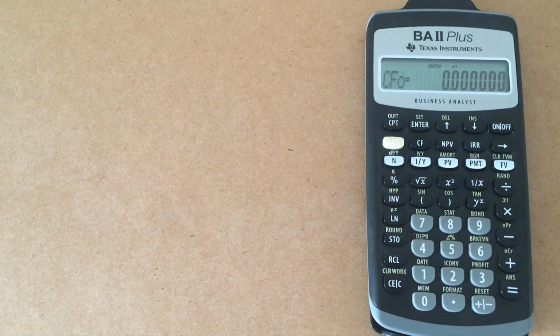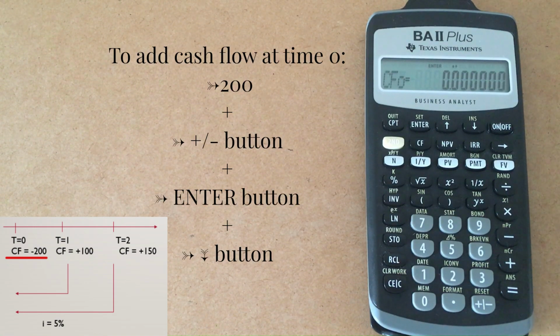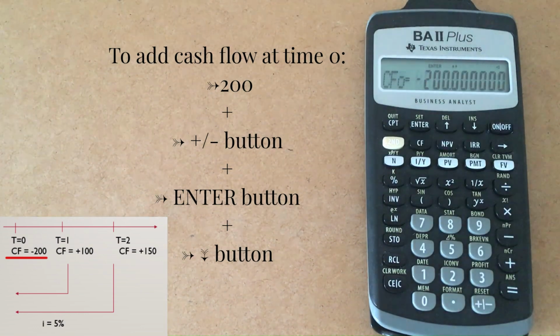The first cash flow is an outflow of $200. We enter 200 for cash flow at time 0. Then, make it negative because it is an outflow. Then, confirm by pressing on the Enter button. Then press on the downwards arrow button to go to the next step.